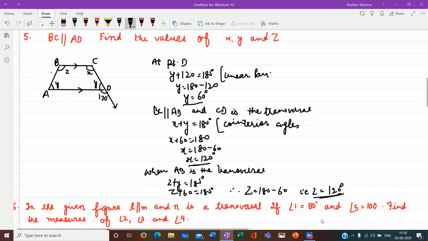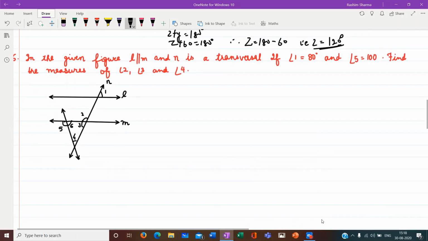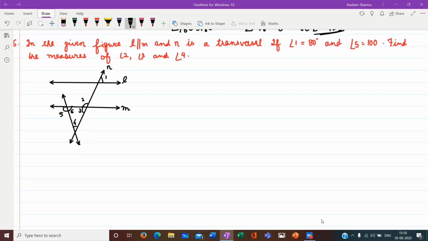Alright, let us start with next question. In question number 6, in the given figure, L is parallel to M and N is a transversal. If angle 1 is equal to 80 degree and angle 5 is equal to 100 degree, find the measures of angle 2, 3 and 4. Here we can see L is parallel to M and N is the transversal. We are given the value of angle 1. So this is angle 1 here, means this is 80 degree. And angle 5 is this angle, it is given as 100 degree.